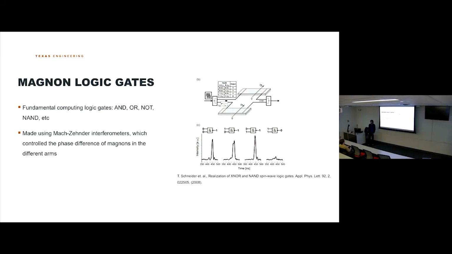Next, I'm going to talk about Magnon logic devices. So magnons can be used to do all the fundamental computing devices, such as logic gates, and, or, not. And the way this was originally done was using a Mach-Zehnder interferometer configuration. Basically, there are two arms that magnons travel in, and there's a phase shifter. And based on the phase difference, you can manipulate the interference to get the result of your desired gate.